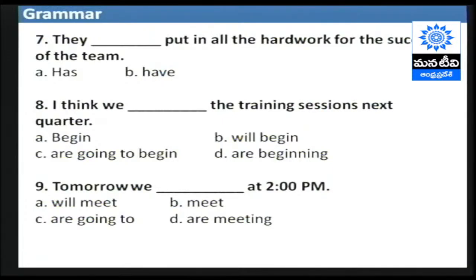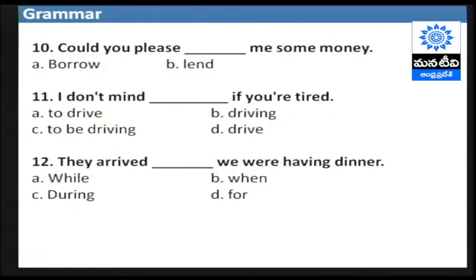Tomorrow we will meet at 2 p.m. So, A: could you please dash me some money? Could you please borrow me or lend me? Borrow means take from me. Lend means give me. So could you please lend me some money?